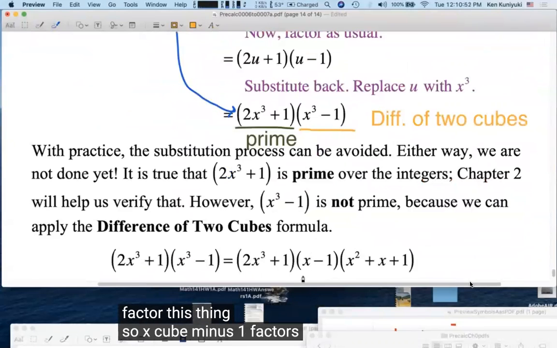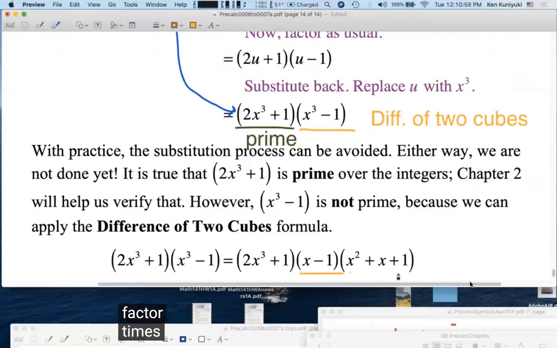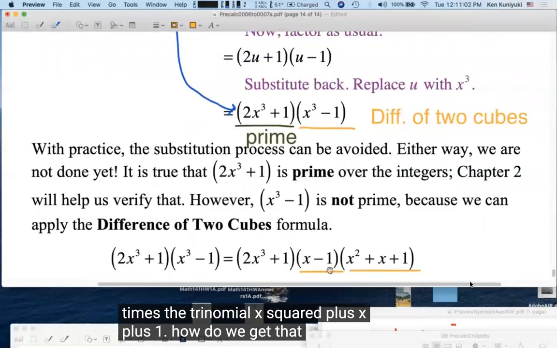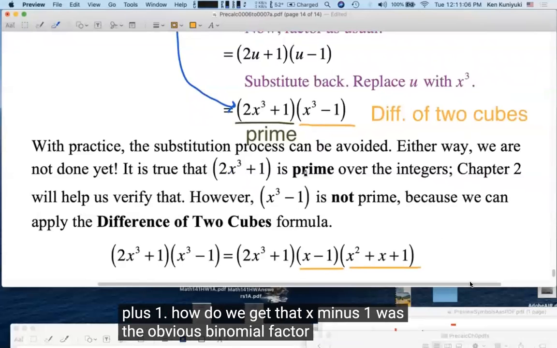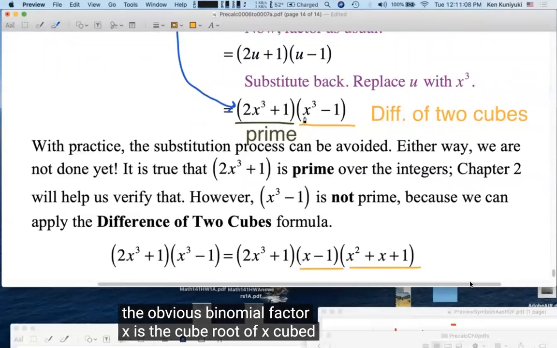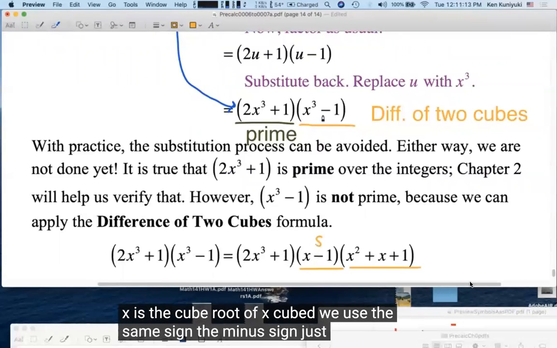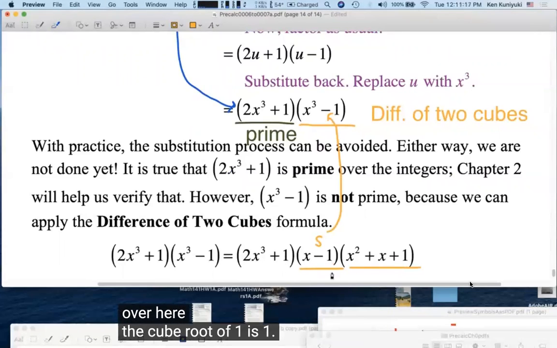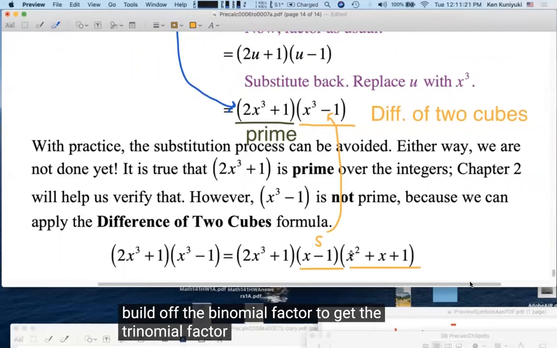So x cubed minus 1 factors as x minus 1, which was the more obvious binomial factor, times the trinomial x squared plus x plus 1. How do we get that? X minus 1 was the obvious binomial factor. X is the cube root of x cubed. We use the same sign, the minus sign, just like this over here. The cube root of 1 is 1. And then we build off the binomial factor to get the trinomial factor.